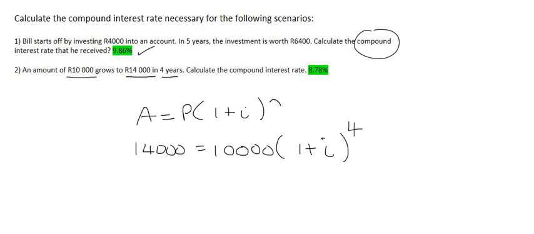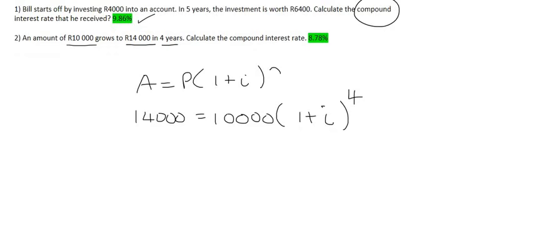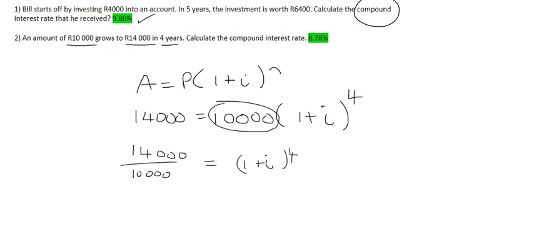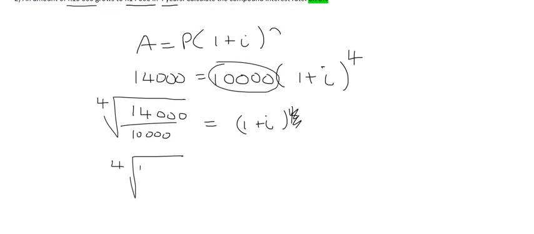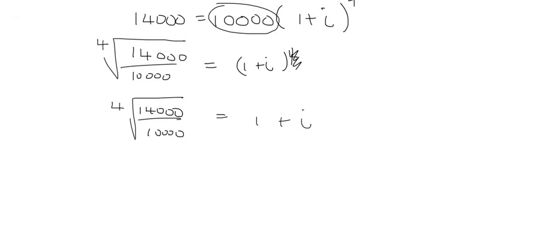So can you remember how we did the last one? Well, first step would be to take this 10,000 Rand to the left-hand side, like that. You then need to take the fourth root to get rid of that little exponent of 4. And so what we then have is the 14,000 over the 10,000 equals to 1 plus i. So the next step would be to take the 1 to the left-hand side, like that.